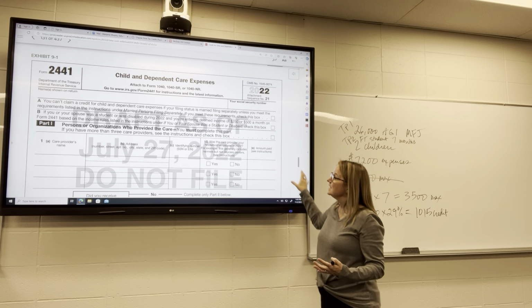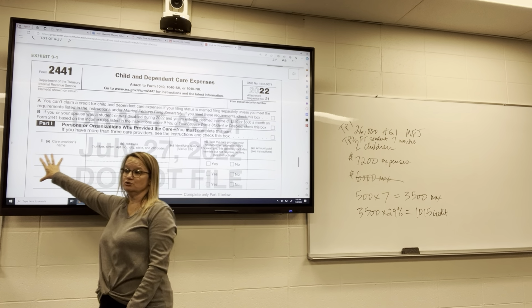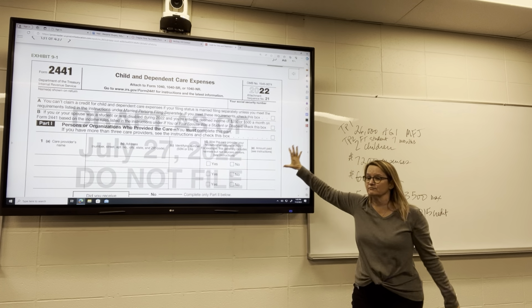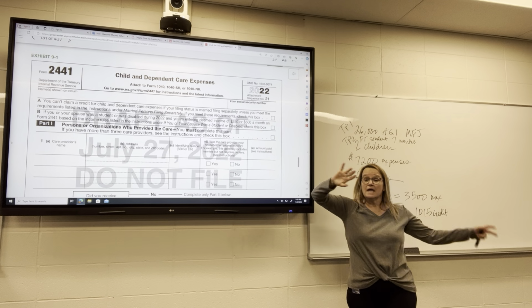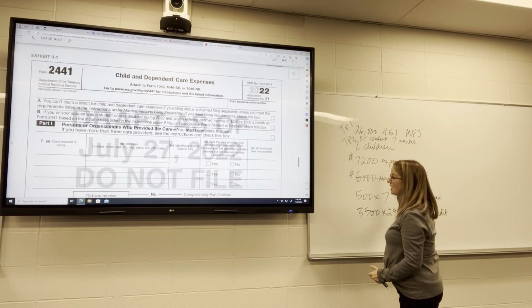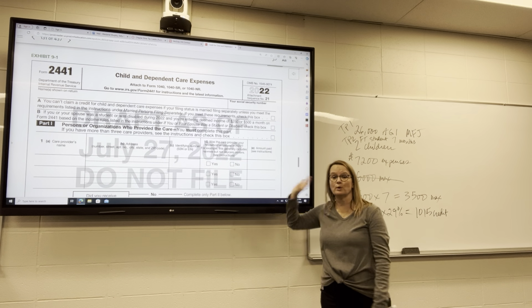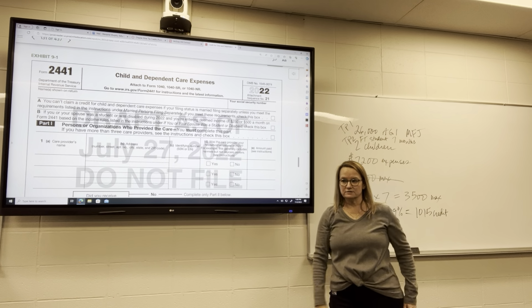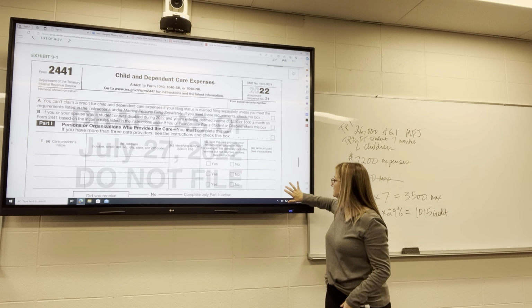And then the amount paid. Now this would be the total. If you have multiple kids and you just paid one provider, the total amount for all the children would be listed here. Not the $3,000 per child or $6,000, the total amount. If you pay $20,000, you put $20,000 there because the limitation is calculated down below.